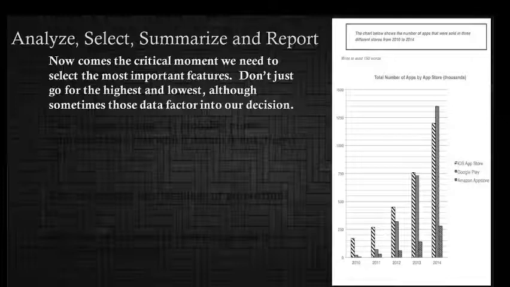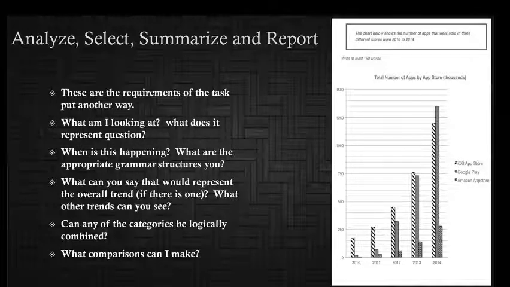Alright, so what am I looking at here? Now, what would you say would represent the overall trend, if there is one, for the entire graph? Well, that's easy enough. The number of apps has significantly increased for all of the providers over the period. Is there another trend you can see? Yes. Although both iOS and Google have increased dramatically, Google has grown more quickly and surpassed that of those who get their apps from Amazon. Can any of these categories be logically combined?